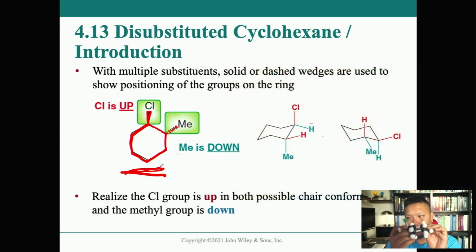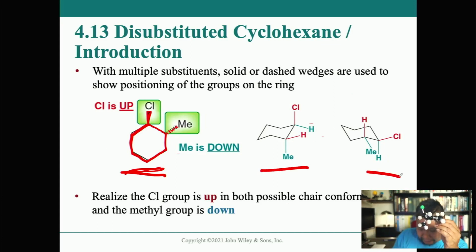So here we go. We have the cyclohexanes drawn in their chair conformations, okay? And here now we see the way this one is positioned, the way I'm holding it, methyl pointed down right there, and chlorine pointed up there, right? And then I'll do a little chair flip.